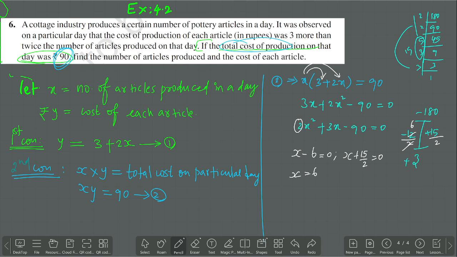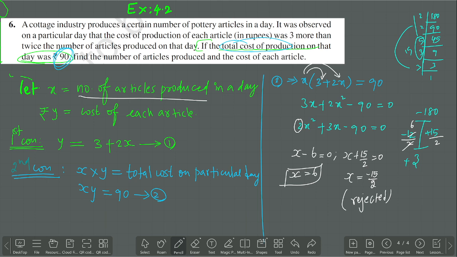So minus 6, when you send it to the other side, is plus 6. What did we assume x to be? The number of articles produced on a particular day. So he produced 6 articles. This other value is rejected because when you find x you get a negative. Counts are never negative. When we count the number of children, fans or windows in this classroom, it never comes in negative. Is it possible to count like minus 1, minus 2? So we should not take negative. So this is rejected because of the negative.